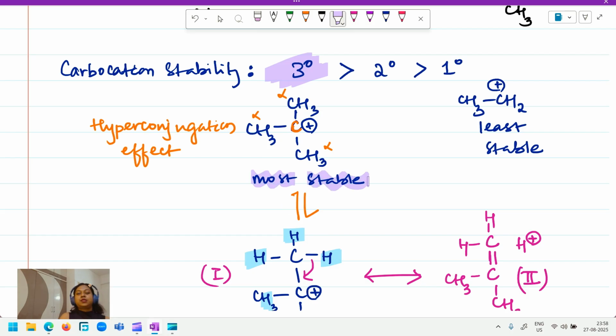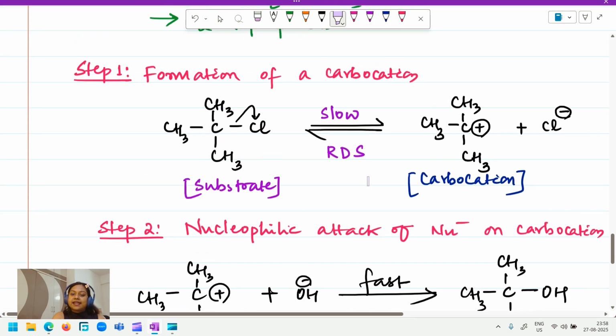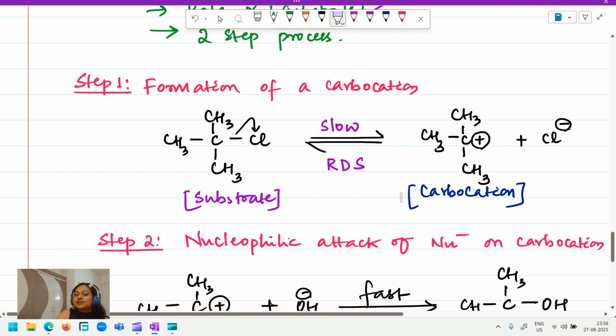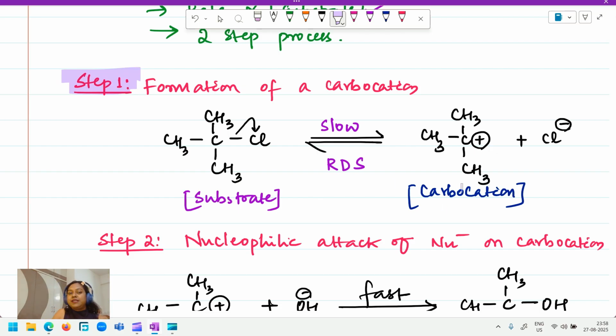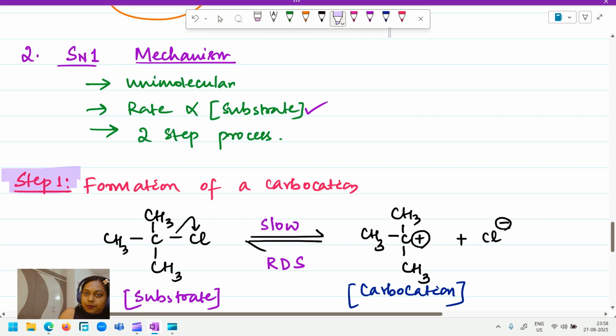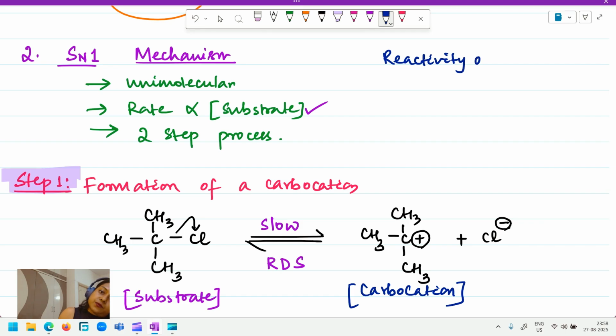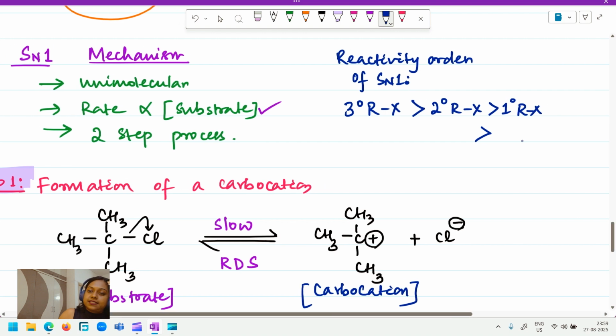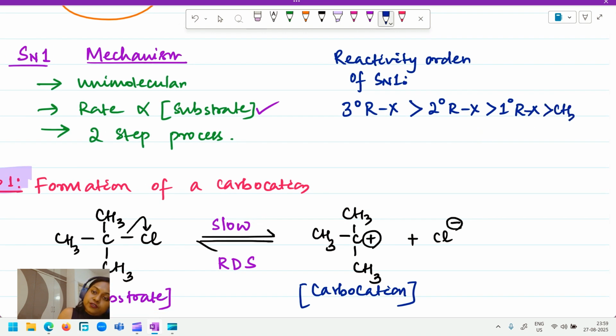Now, I have seen thousands of people confused that if tertiary carbocations are most stable, then why are they reacting the fastest for SN1? Did you also have the same doubt? If it is most stable, it should be least reactive, right? SN1's reactivity order is as follows. Tertiary alkyl halides fastest, then secondary alkyl halides, then primary alkyl halides, and the lowest would be methyl halides, CH3X. All good so far?